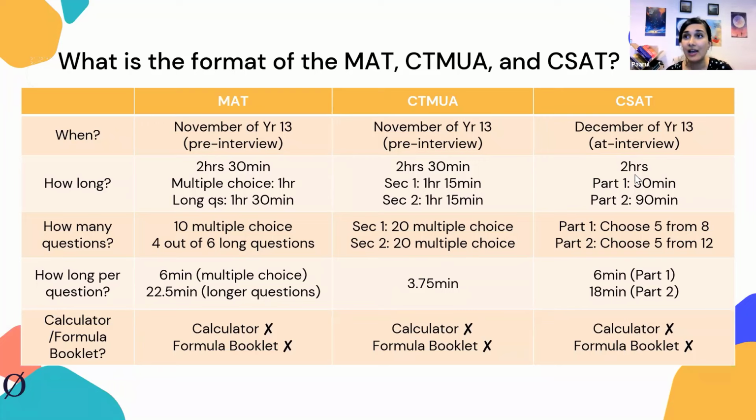And then you have the CSAT. Well, you've got 2 sections, and part 1 is easier, shorter questions. Part 2 is longer questions. Neither of them are multiple choice. You have to answer them fully. And in the first one, you choose 5 out of the 8 questions. And in the second section, you choose 5 out of 12, which amounts to 6 minutes per question or 18 minutes per question in parts 1 and 2.